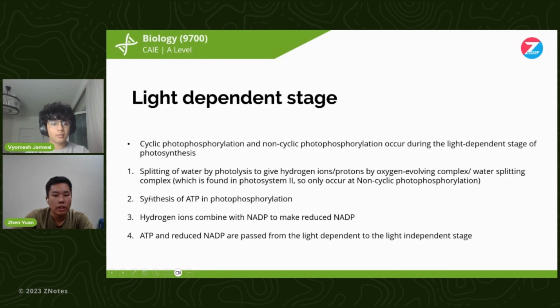And then your second point is synthesis of ATP in photophosphorylation. Hydrogen ions combine with NADP to make reduced NADP, and your ATP and reduced NADP are passed from the light dependent stage to the light independent stage. So yeah, that's kind of a sum up of your light dependent stage for now, and we'll move on.